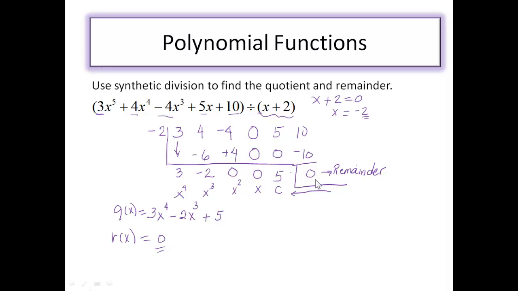When you have a remainder of 0, that means that this divisor divides evenly into this polynomial. That means that this number, this divisor here, is a factor of this dividend. Let's talk more about factors and remainders.